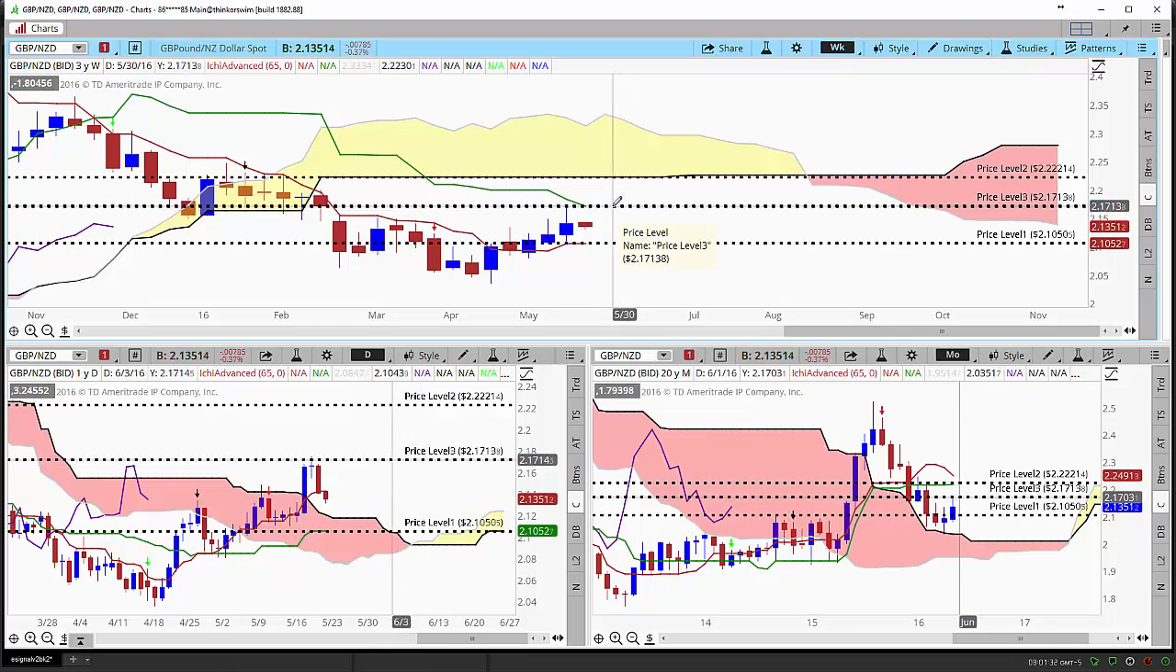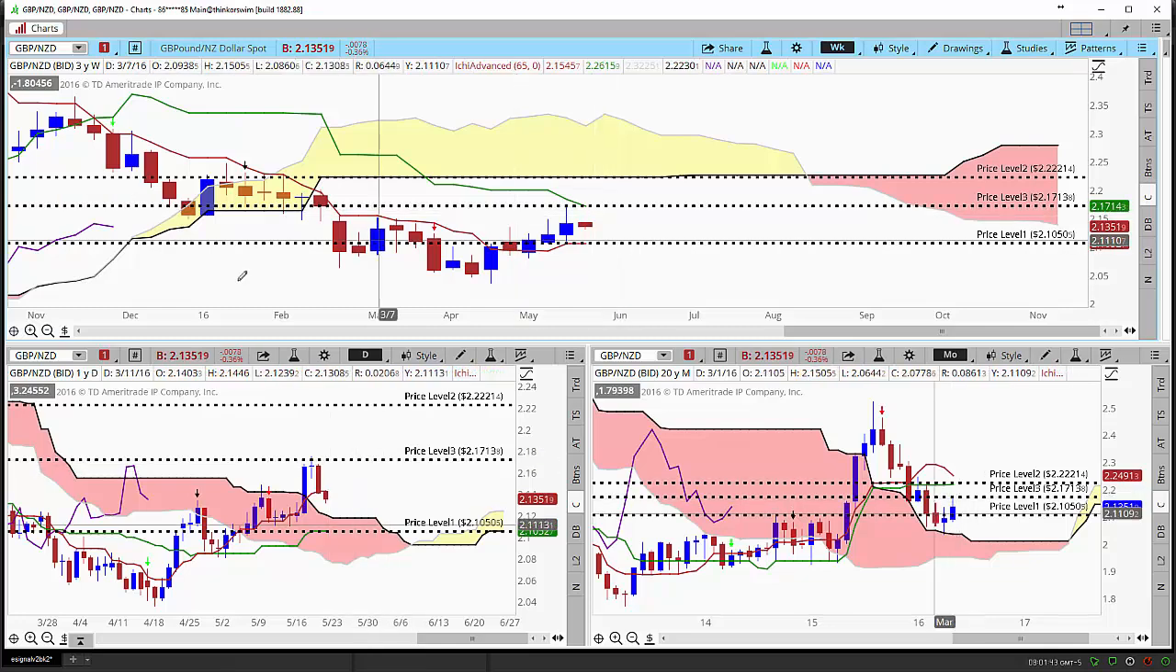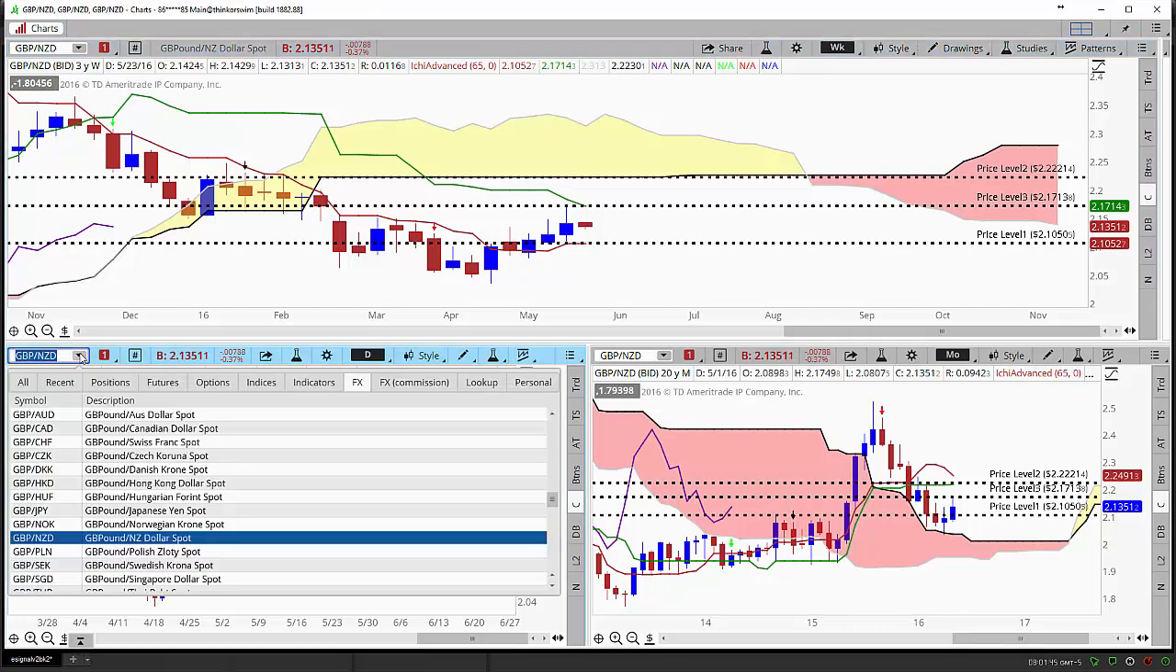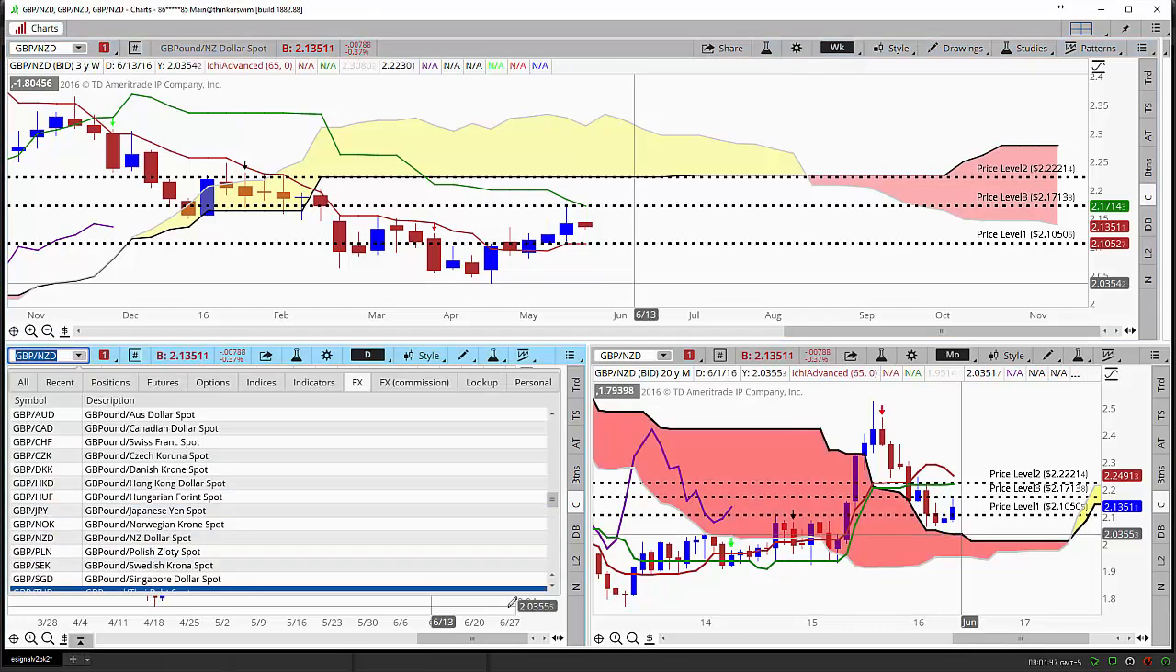If we break this resistance level, then this bearish trend is going to end, and we're going to enter a consolidation pattern where we believe the high of that consolidation pattern is going to be around 2221, and the low is going to be about 1050. So it's going to be very critical to see exactly what happens with that one this week too.